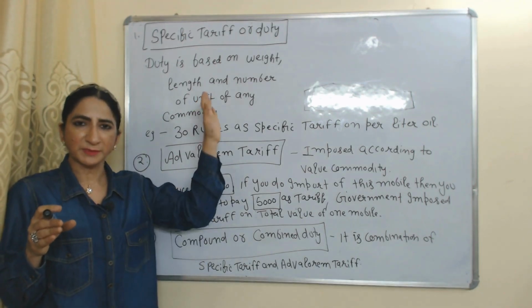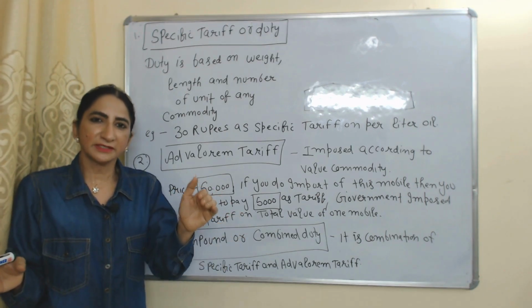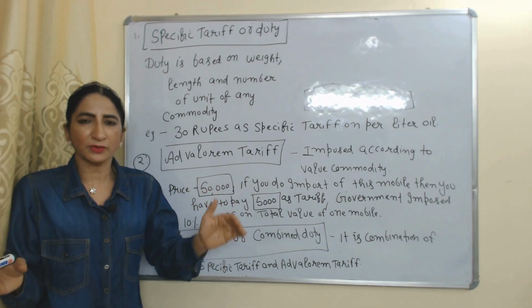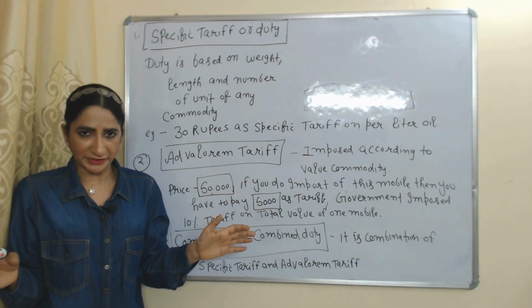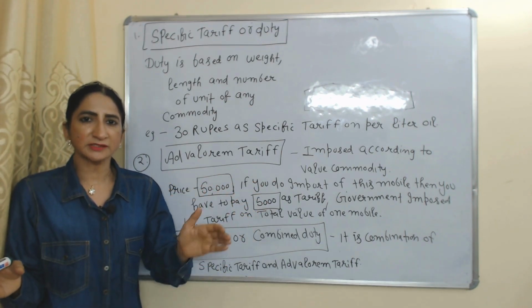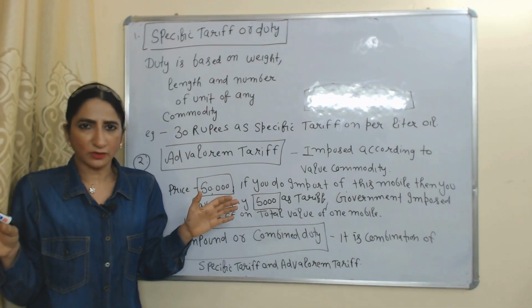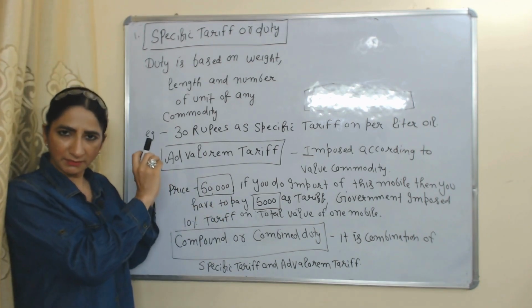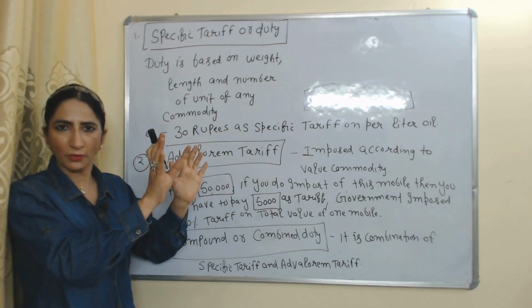First is specific tariff, or we can say specific duty. This duty is based on the weight, length, and number of units of any commodity. For example, the government imposes 30 rupees as a specific tariff on per liter of oil.